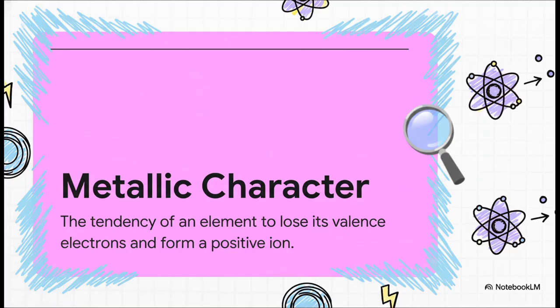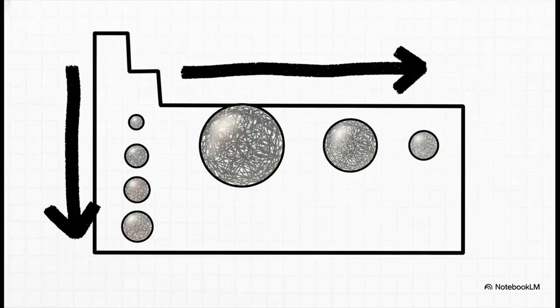This means metallic character is directly tied to atomic size. And the trend follows that logic perfectly. As we go down a group, the atoms get bigger, making it easier to lose that outer electron. So metallic character also increases as we go down a group. But as we go across a period, the atoms get smaller. The nucleus holds on way tighter, making it much harder to lose an electron. So metallic character decreases across a period. See? No memorization, just pure logic.